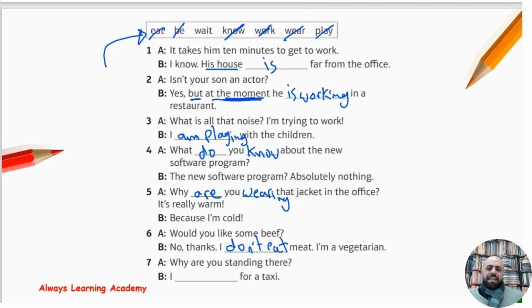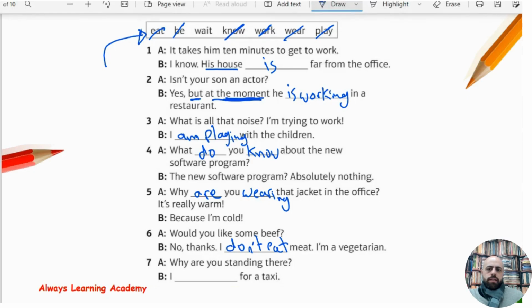Finally, why are you standing there? This is the last verb, wait, and obviously it is right now, so I'm waiting. I'm waiting for a taxi.